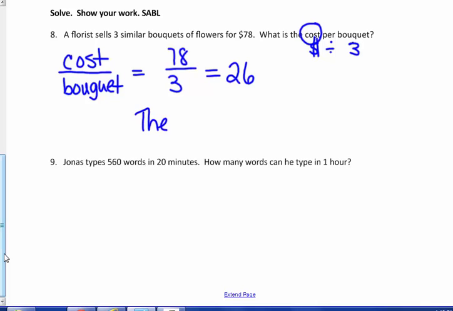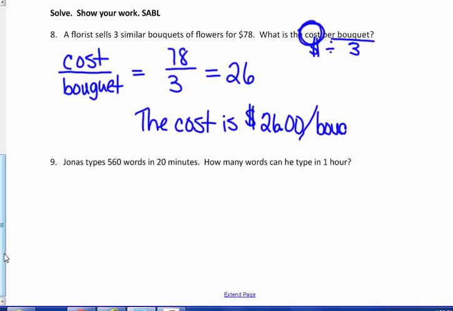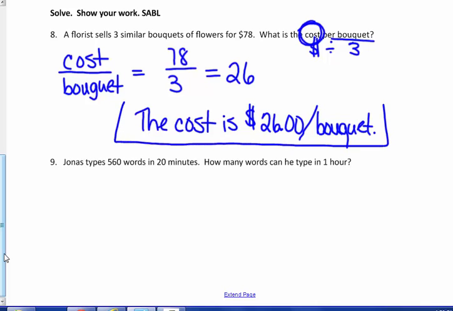I'm going to circle that and put 2 labels. This is a rate. It needs to have both labels, cost and bouquet. The first label is the $ sign for money, $26. And yes, I could put the 2 zeros or not, per / bouquet. Full sentence answer. Per is abbreviated by the symbol /, so that's okay.